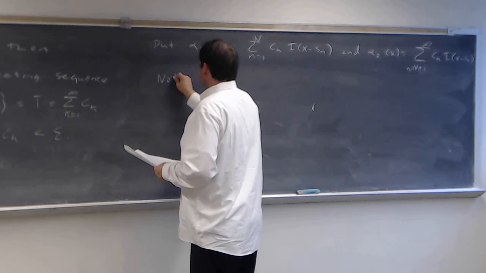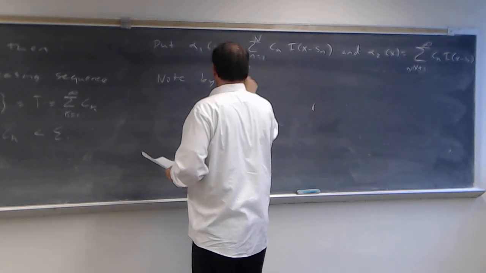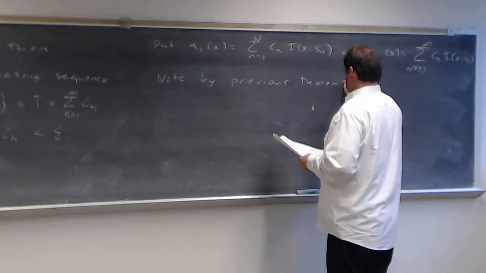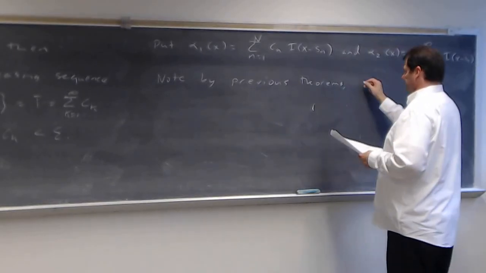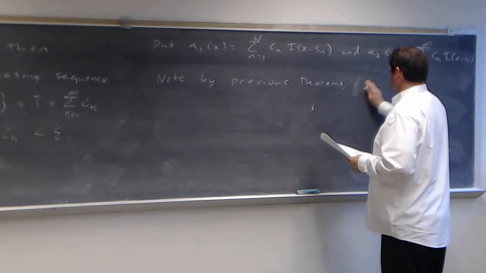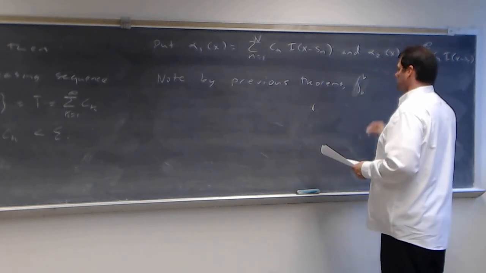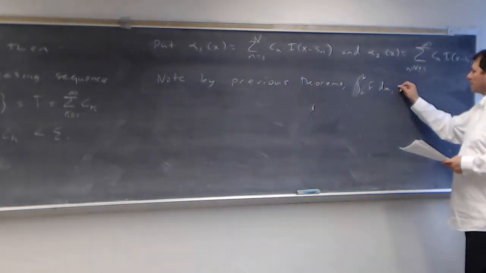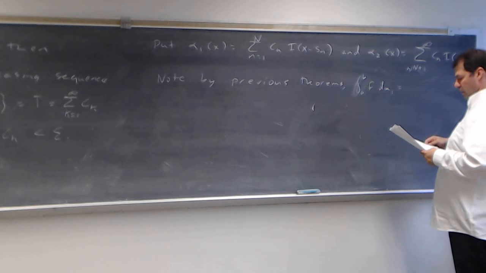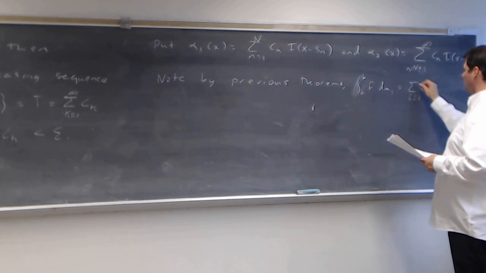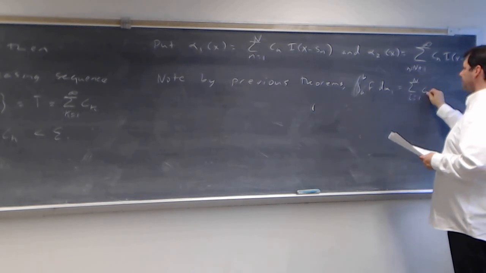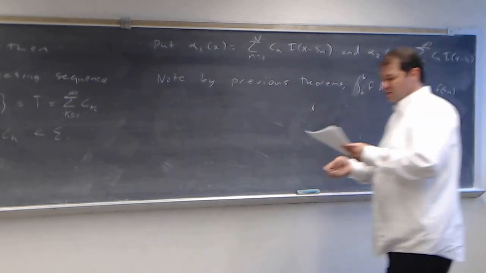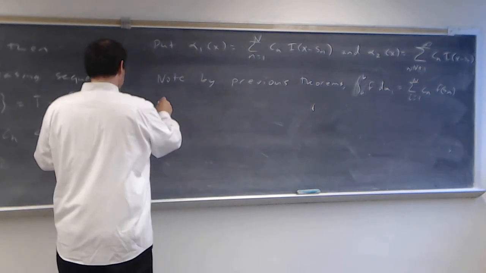So what we say is, by previous theorems that we've done, what we end up getting is that the integral from A to B, the Riemann-Stieltjes integral of f with respect to alpha sub 1, is going to be equal to the sum as i runs from 1 to big N of c sub n times f of s sub n. Okay, and so here's partially what's going on to give us that result.